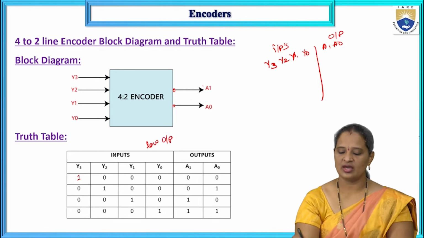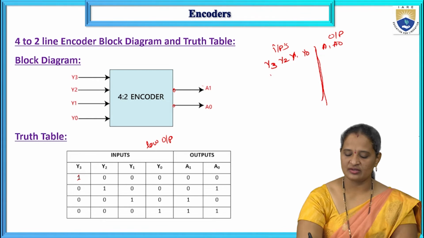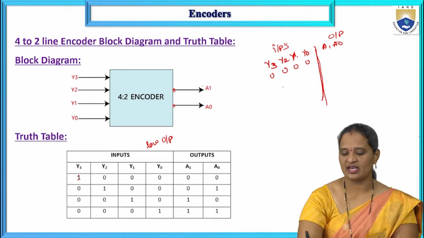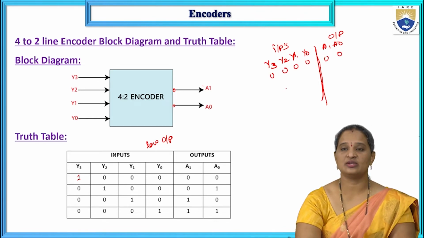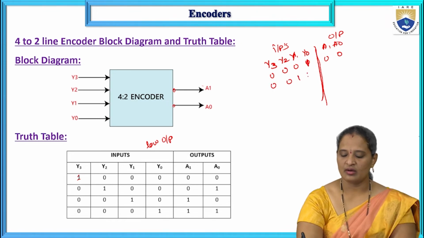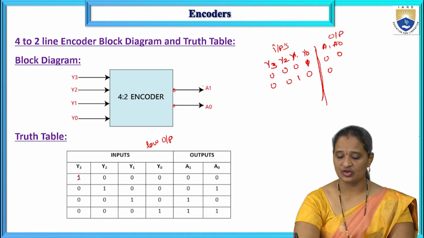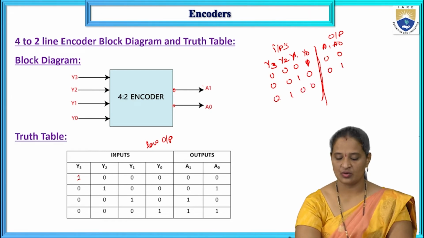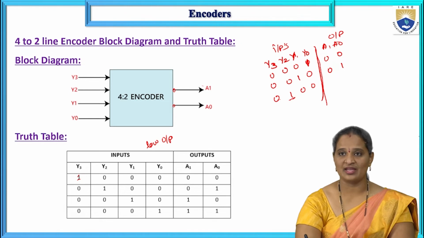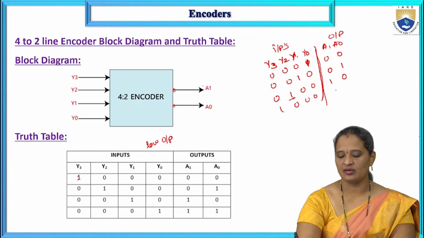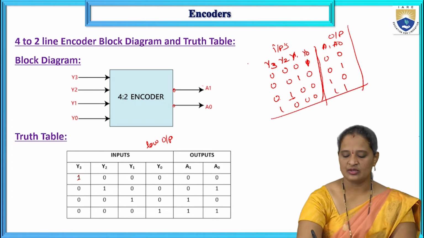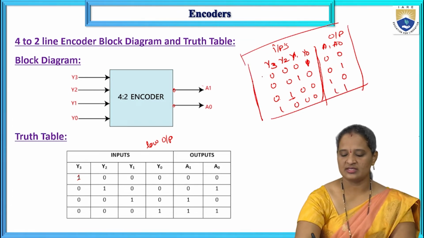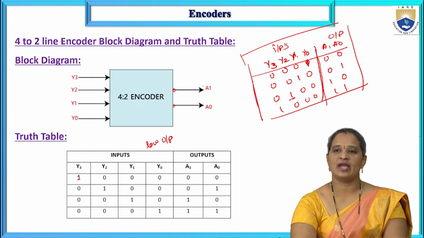Now when Y0 is enabled, the output will be 0, 0. When Y1 is enabled, then in that case 0, 1. When Y2 is enabled and all others are zeros, what is the output? The binary equivalent of 2 is 1, 0. Next, when Y3 is enabled, 1, 1. So this is the truth table of this 4 to 2 encoder.